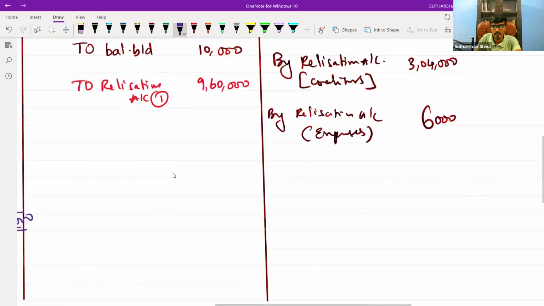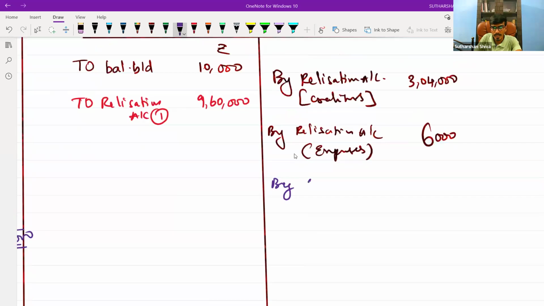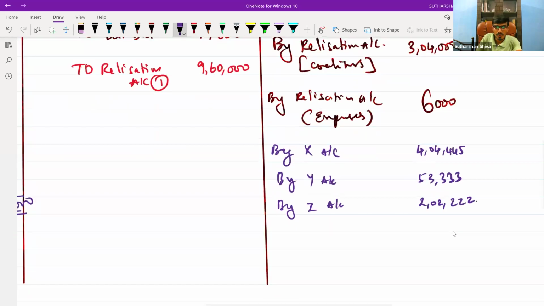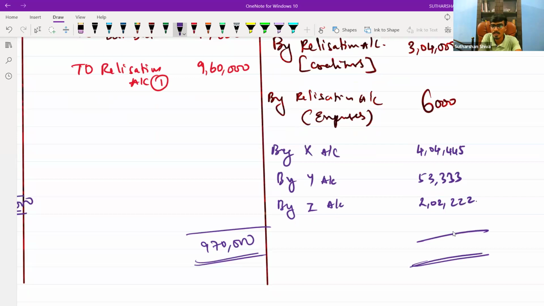I will write down by X, by Y, by Z capital account, whatever you will write. What is the value? 4,04,445. Next value is 3,03,333. Next value is 2,02,222. If I want to balance, 9,70,000, here just try to calculate it.